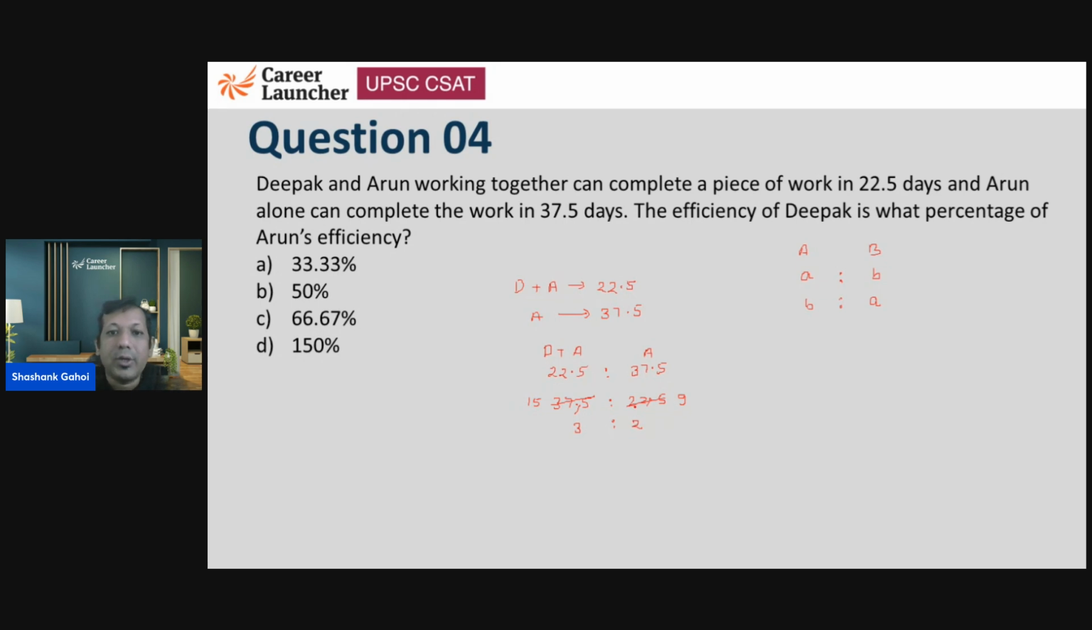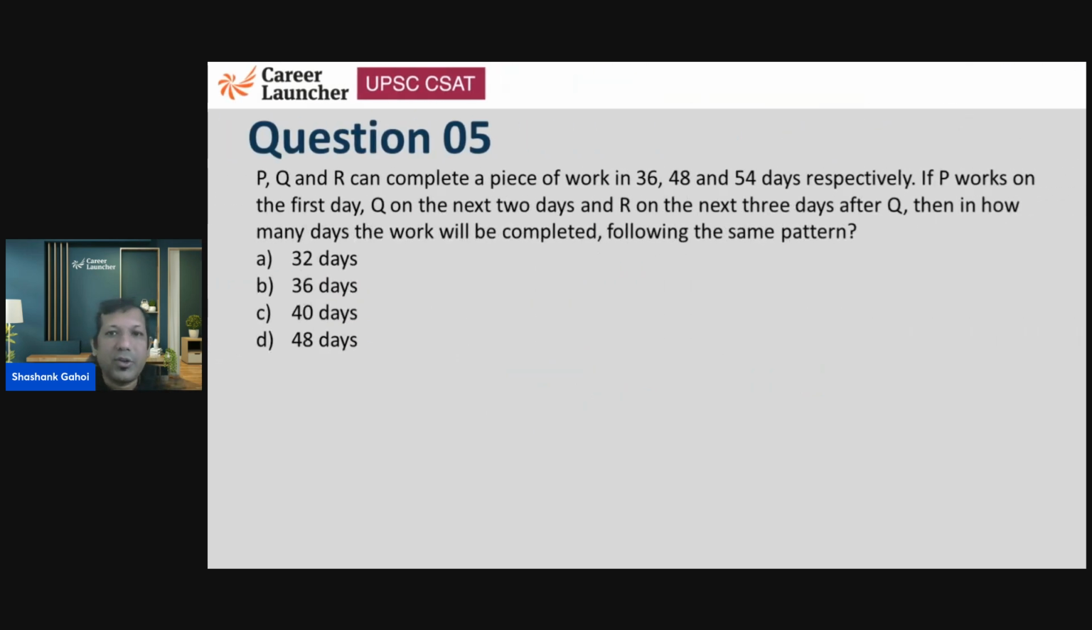So if the efficiency of Arun is 2, then the efficiency of Deepak and Arun together is 3. So if the efficiency of Arun is 2, then the efficiency of Deepak is going to be 1. Now the efficiency of Deepak is what percent of Arun's efficiency? That is going to be 50%. Arun's efficiency is 2 and Deepak's efficiency is 1, so Deepak's efficiency is 50% of Arun's efficiency. That's option B. Now, let's move on to the next one.